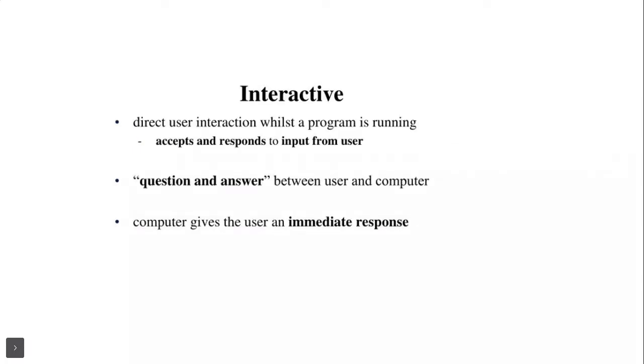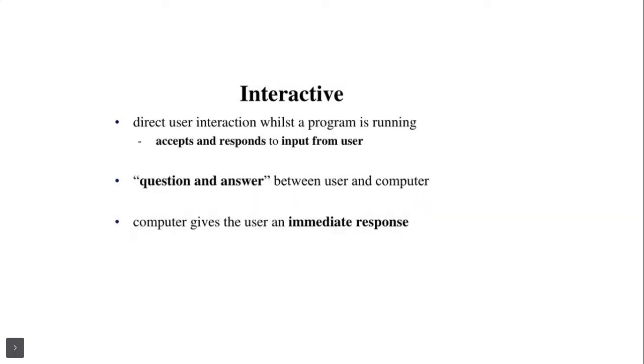And then the interactive operating system. So direct interaction. While a program is running, for example, it accepts and responds to the input from the user, like a question and answer between the user and the computer. For example, whenever I want to purchase from an online website, it is an interactive one. So it is a question and answer session.